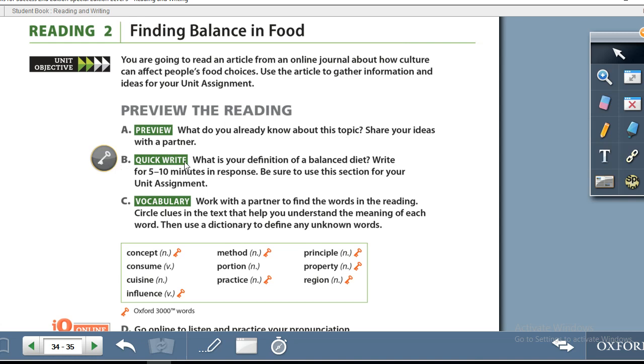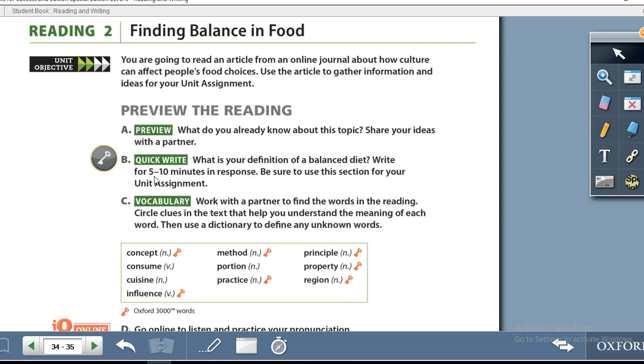Exercise B, quick write. What is your definition of a balanced diet? Write for 5 to 10 minutes in response. Be sure to use this section for your unit assignment. Now this is also something which is very important. Right, so this is basically the quick write.